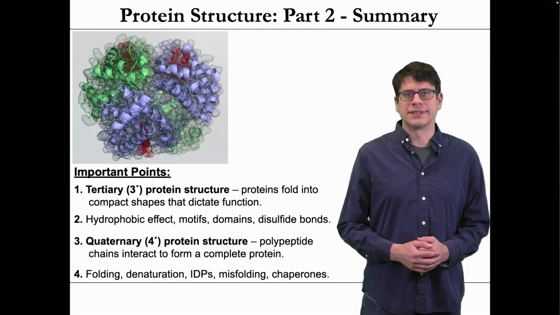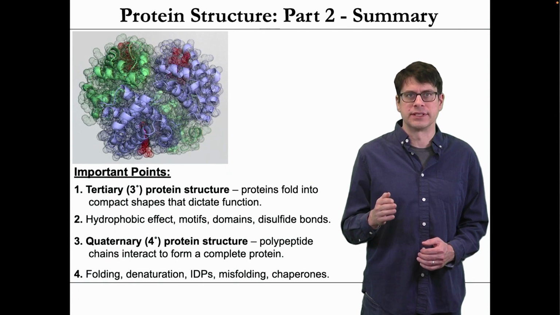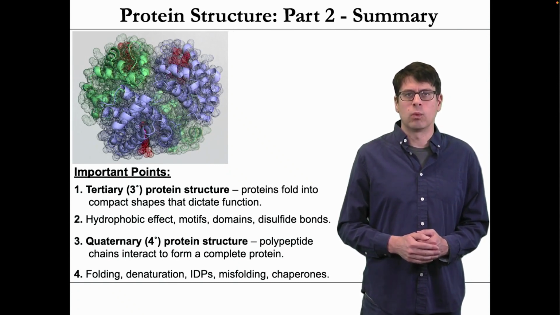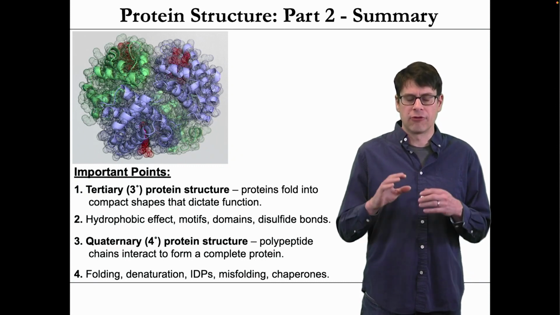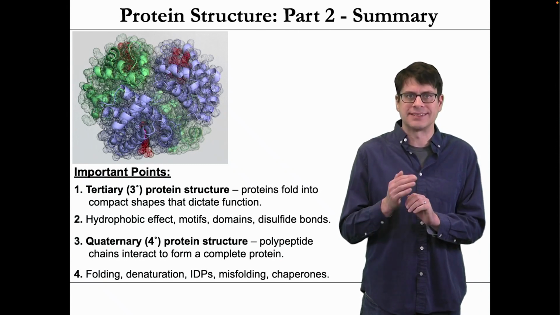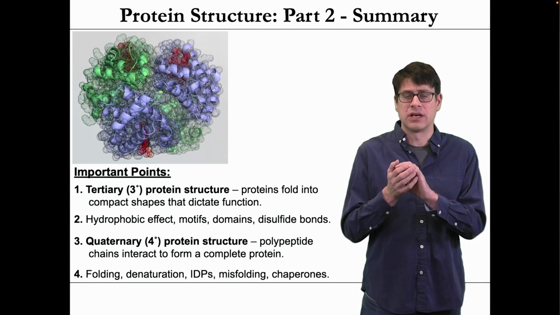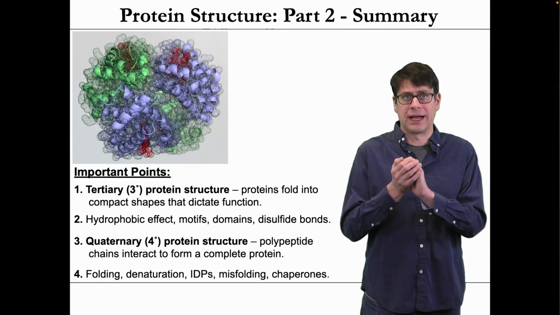All right, that concludes lecture number 5, which is Protein Structure Part 2, where we discuss the tertiary and quaternary structure of proteins. There are a few points that I really want to emphasize here at the end. One is that you have to understand what tertiary protein structure is. It's proteins folding into a compact shape that dictates their function. The secondary structure we discussed before, alpha helices and beta sheets, will interact with each other based on the side chains of the amino acids, and the protein will fold into a compact structure.